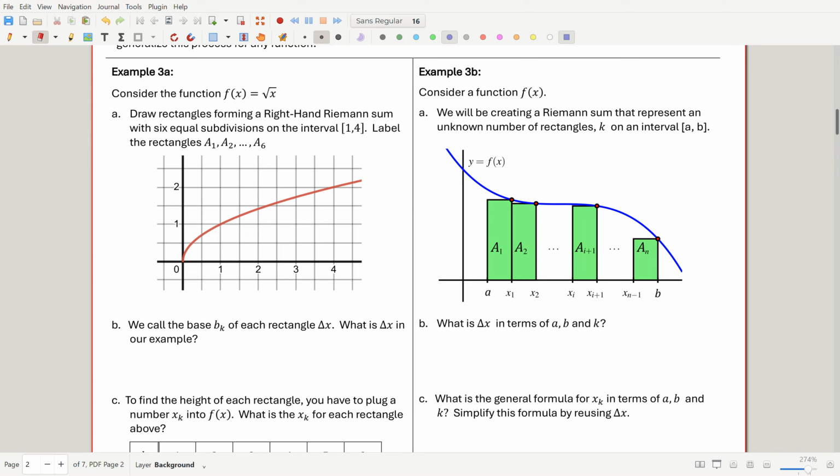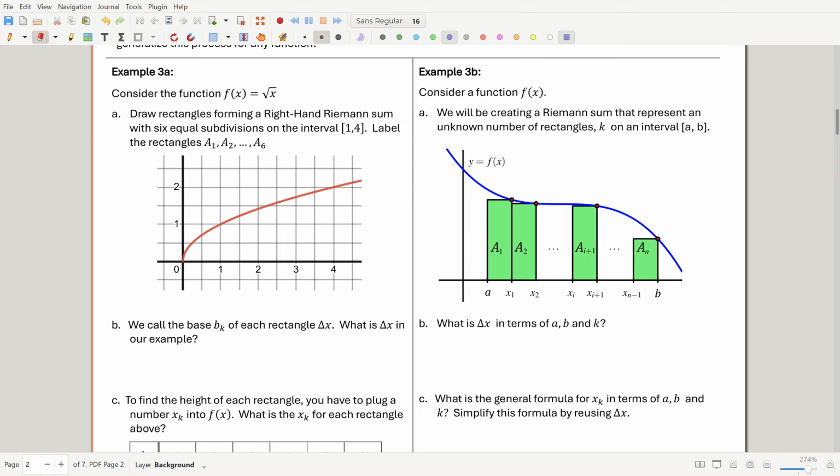That was our base, and our height was basically plugging this x value into our function, and that x value is a or bigger, so we write that x value as a plus delta x times how many rectangles we went over. If delta x is 0.5, like it was over here, and we go over 3 rectangles, we are 1.5, 3 times 0.5, past a. That's where that a plus delta x times k is.